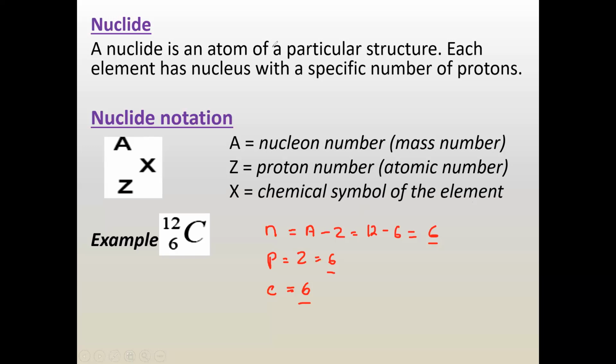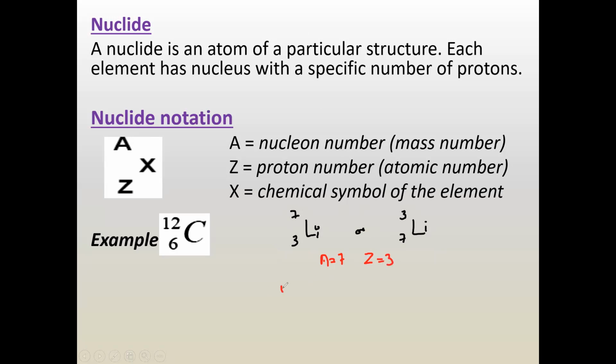Let's take another element, for example lithium. The lithium atom is written 7 and 3. It can be written the other way around, as 3 and 7. But always remember, the nucleon number is always greater than or equal to the proton number. So what is A here? A is 7. What is Z, the atomic number? That is equal to 3.